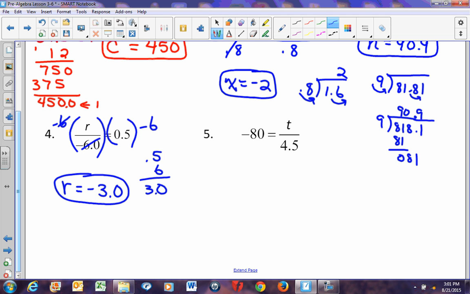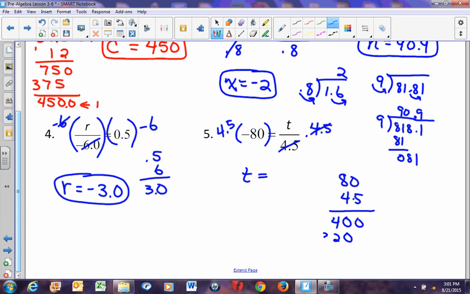Number 5, negative 80 equals t divided by 4.5. Solve for this, multiply by 4.5 here. These two will cancel, leaving me with t. Okay, 80 times 4.5. So it should be 360, and it should be negative because this number is negative right here. So the biggest thing you have to remember is your rules for decimals, and make sure you pay attention to your positive and negative signs.